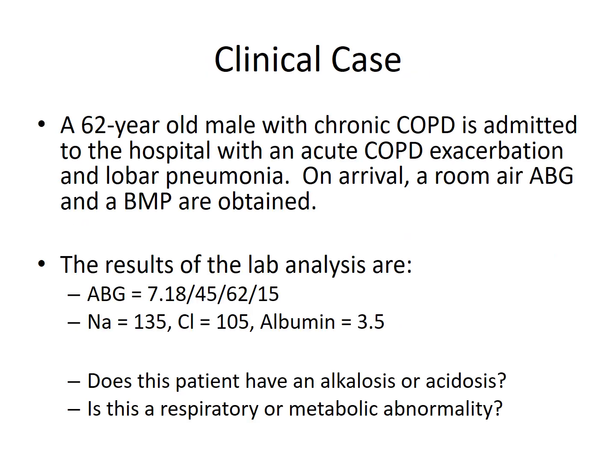Okay, back to our original clinical case. As you may recall, this is a 62-year-old male with chronic COPD having a COPD exacerbation and lobar pneumonia. As you can see, we have the results from the ABG and the BMP. So, how do we interpret those labs? Well, we go back to the basics we've just learned and practiced over the last few slides. So step 1, determine whether the primary abnormality is fundamentally an acidosis or an alkalosis. So, which is it?